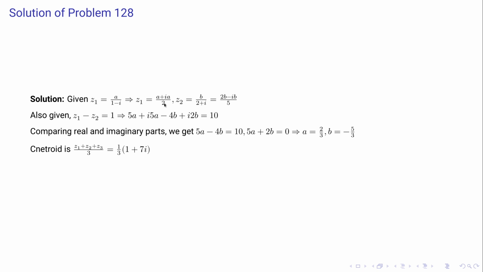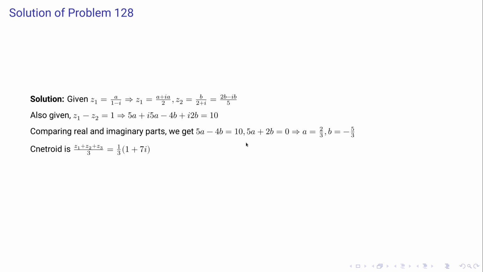We get Z1 is equal to a plus IA by 2, Z2 is equal to B by 2I, which is 2B minus IB by 5. Now Z1 minus Z2 is equal to 1, so we subtract Z1 and Z2. We get 5A plus I5A minus 4B plus I2B is equal to 10. Now you compare real and imaginary parts, you will get 5A minus 4B is equal to 10 and 5A plus 2B is equal to 10.